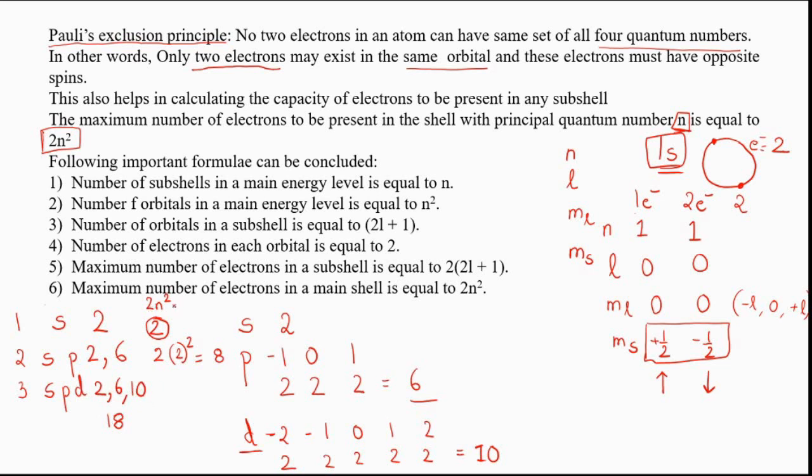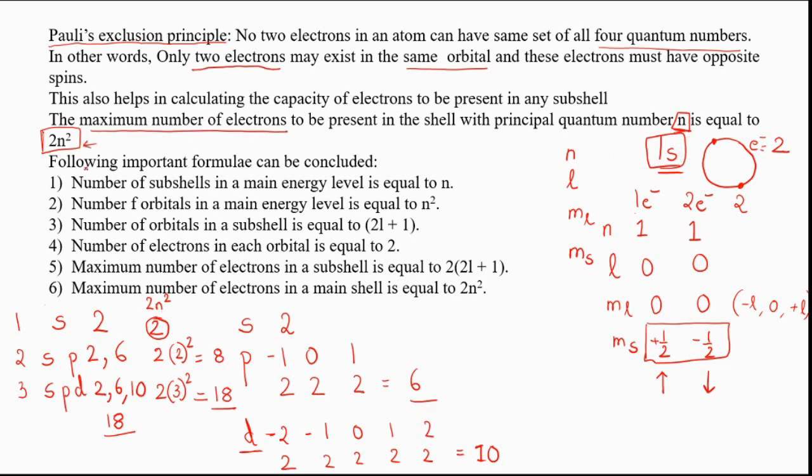But when we apply the formula, this is 2 into n, where n is 3. So 3 squared is equal to 9, and 9 into 2 gives us 18. So both are the same. So we understand this formula is applied for the number of electrons. Remember, when we have to calculate the maximum number of electrons, only then we use this formula.